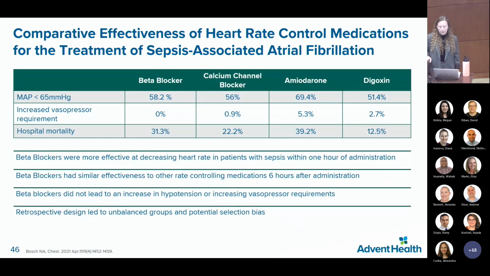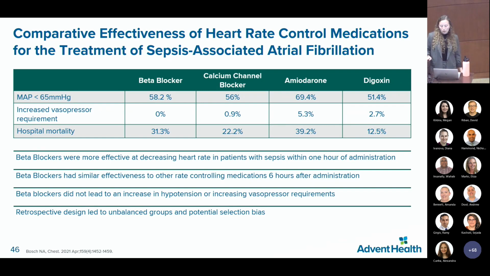When considering the safety of these agents, patients who received amiodarone had an increase in hospital mortality and an increase in vasopressor support, although the exact pressor requirements of these patients was not defined. This could be a reflection of the differences in baseline characteristics between our groups. Beta blockers did not lead to an increase in hypotension or vasopressor requirements, meaning that they may have very little negative impact for our unstable critically ill patients.